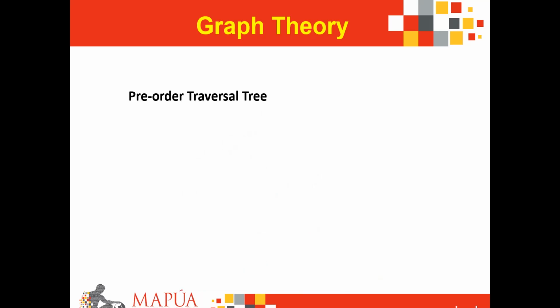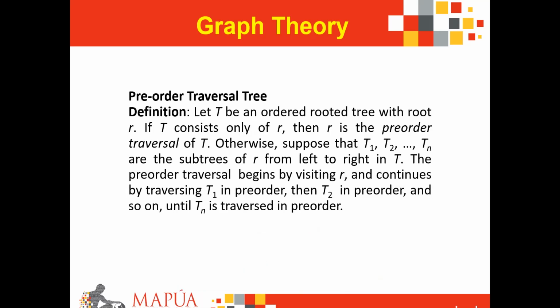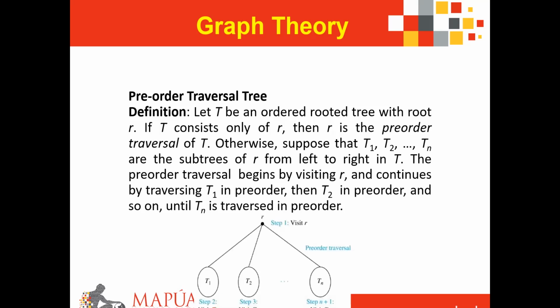Another traversal process is known as the pre-order traversal process. By definition, if you let T be a rooted tree with root R, then the pre-order traversal process begins by visiting each of the subtrees from R, from left to right. The pre-order traversal begins by visiting the root R, and then proceeds in pre-order, which usually starts at the left and then goes to the vertices on the right, which is illustrated by this given process.